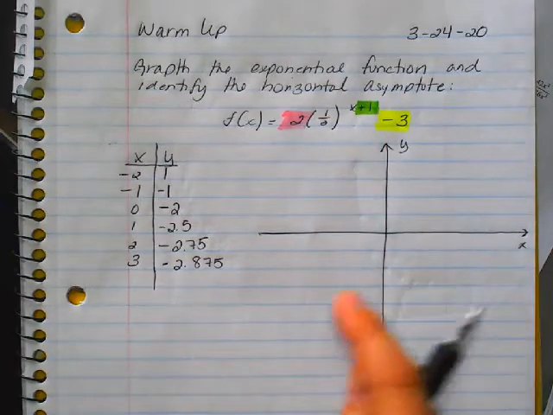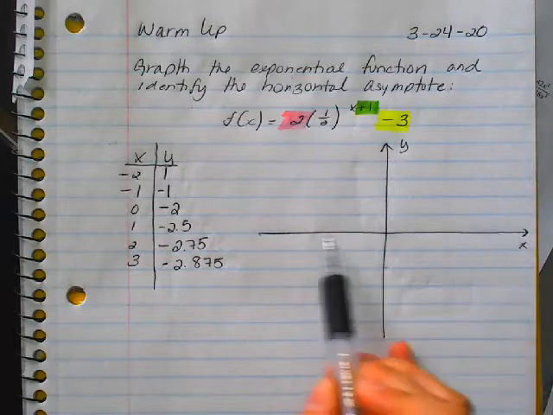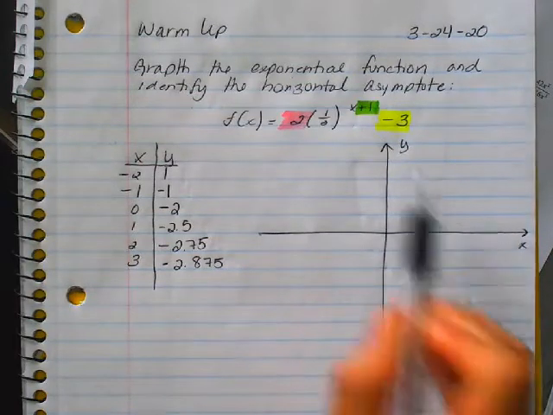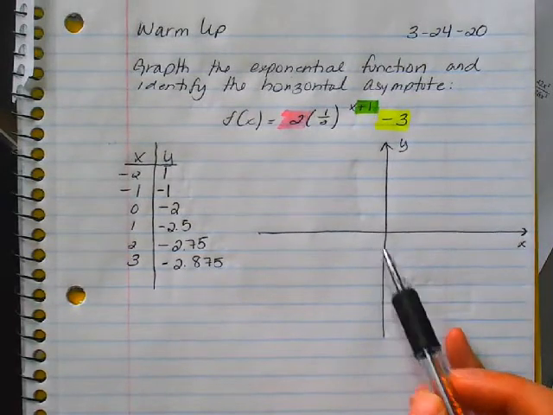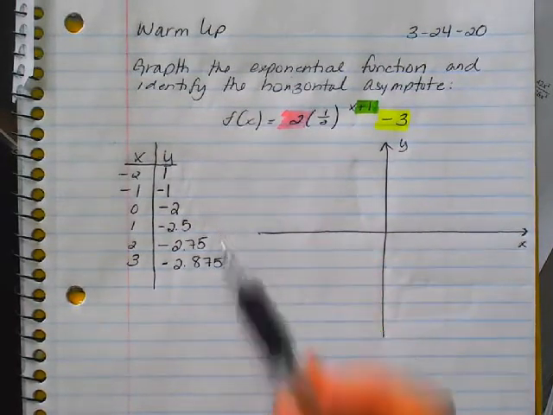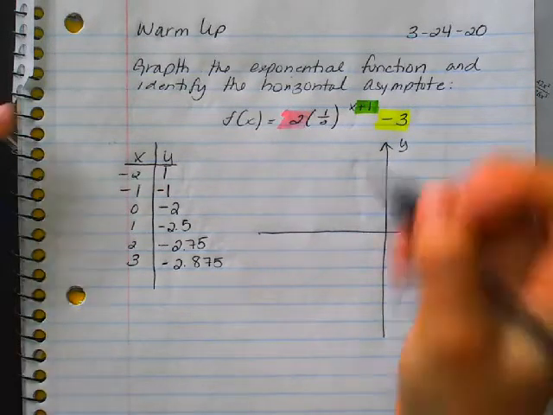And it makes sense. The horizontal asymptote of the parent function, the original exponential function, is the x-axis, y = 0. And in this case, if our entire graph is shifted 3 units down the y-axis, then it makes sense that our horizontal asymptote is shifted down 3 units as well. So I'm going to go ahead and sketch this graph here.